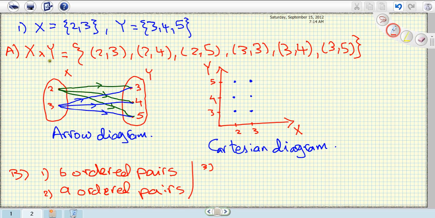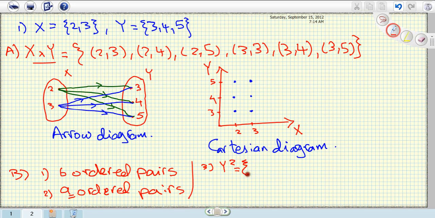We have here x times y, the Cartesian product of x and y, and the ordered pairs here are 2 and 3, 2 and 4, 2 and 5, 3 and 3, 3 and 4, and 3 and 5. So now I'm gonna find y², which means the Cartesian product of y and y. And we have y here. How many ordered pairs? Yes, we said it before, 9.